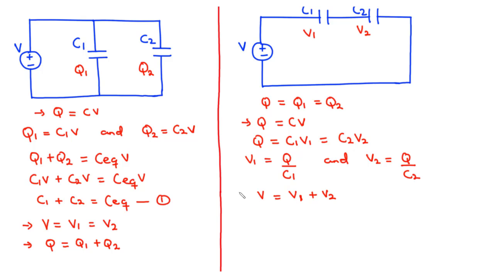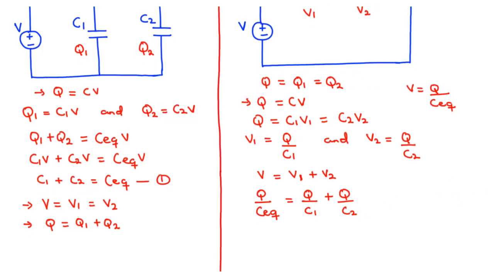From this equation, we have V to be equal to the total charge Q over the equivalent capacitance. That is, the total voltage, or the source voltage, is equal to the total charge divided by the equivalent capacitance. And this is equal to V1, which is Q over C1, plus V2, which is Q over C2.